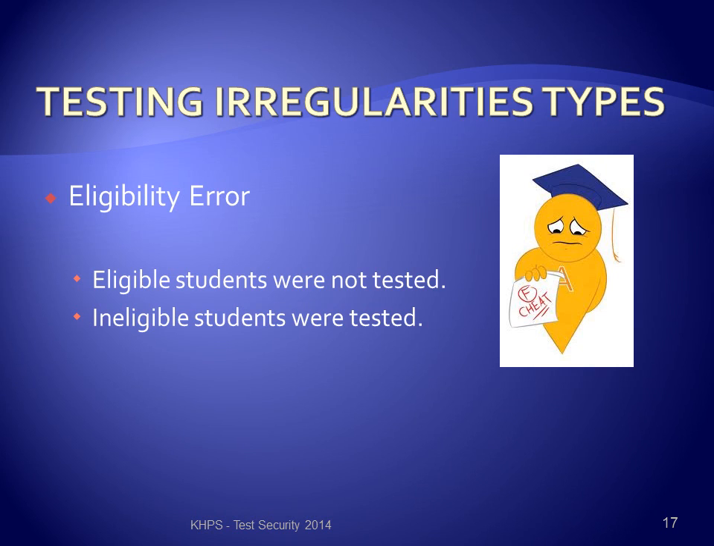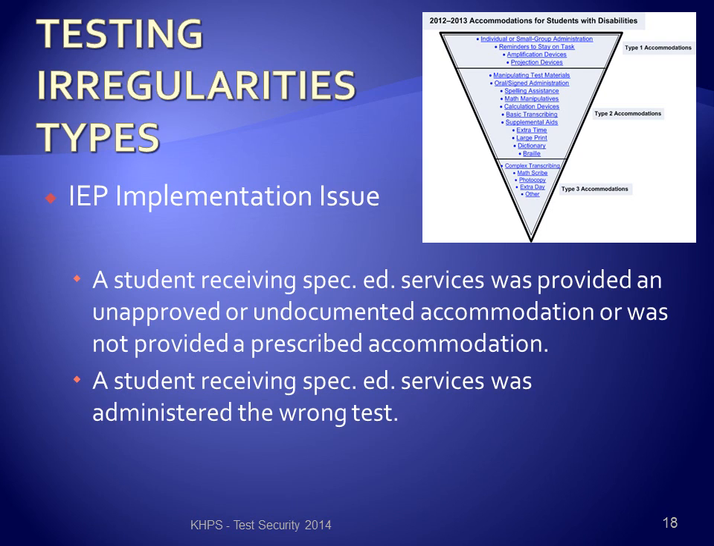So there are a few types of testing irregularities. There's eligibility error, which means an eligible student is not tested, or an ineligible student is tested. So if you find out that somebody that was not supposed to be tested is being tested, or vice versa, again, reach out to me. There's also an IEP implementation issue. So this is when a student receives some type of special ed service that they're not supposed to be receiving, or they don't receive a service that they are supposed to be receiving. Another thing could be that a student receives a special ed service but was administered the wrong test.